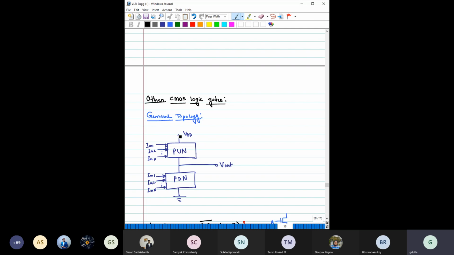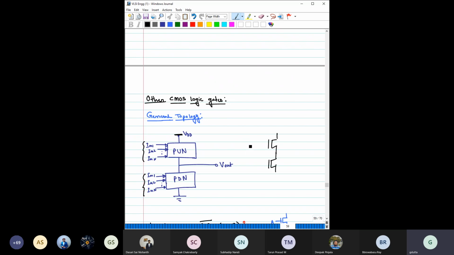So basically it looks something like this: VDD, then you have some pull up network, then below you have some pull down network, between them you have this output, and you connect the input to both the pull up network as well as the pull down network. Here I have shown multiple inputs because it is a general topology, and here also multiple inputs. But for an inverter, you know that there is only one input.